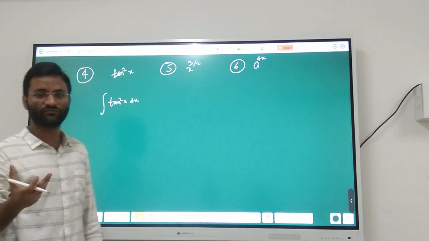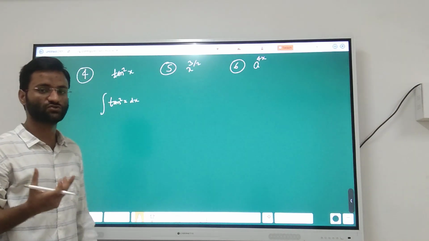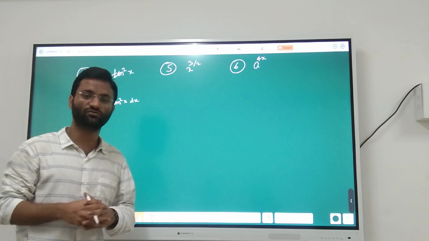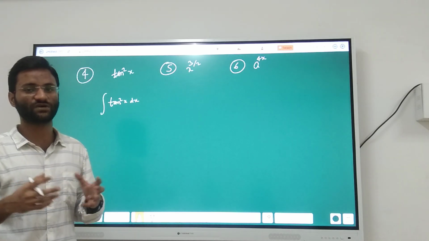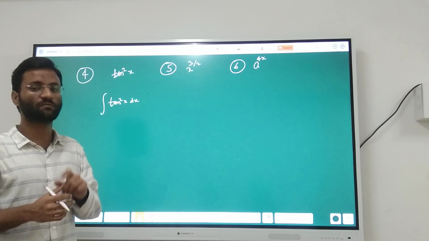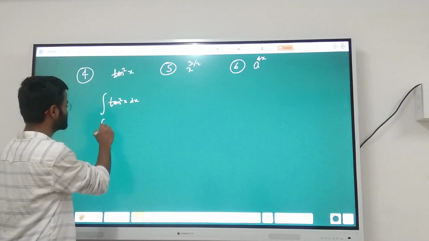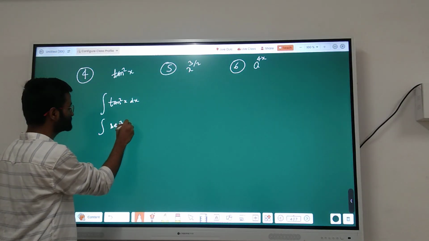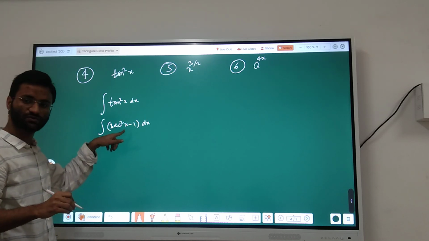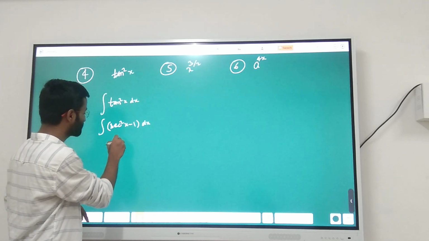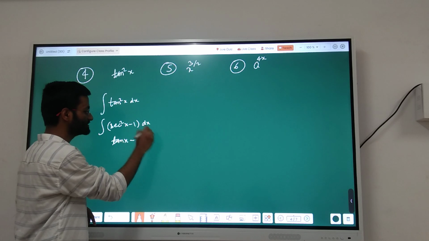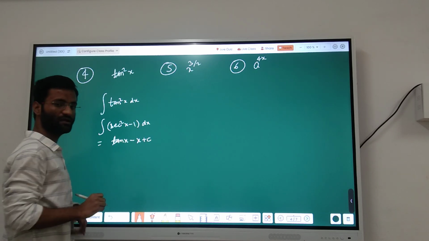Directly we don't know any formula that can integrate tan square x, so we have to take the help of trigonometric identities, and we know that sec square x minus tan square x is equal to 1. So tan square x is going to be sec square x minus 1. So I can say sec square x minus 1 dx. And we know the integration of sec square x is tan x, and integration of this constant is x plus c. And this is the simple answer.